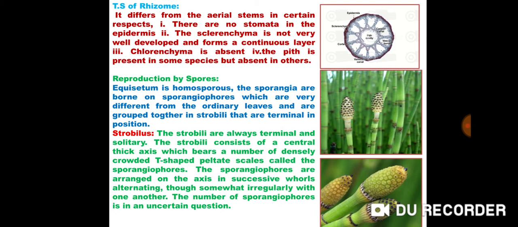The strobilus consists of a central thick axis which bears a number of densely crowded T-shaped peltate scales called the sporangiophores. The sporangiophores are arranged on the axis in successive whorls, alternating somewhat irregularly with one another. The number of sporangiophores is an uncertain question.